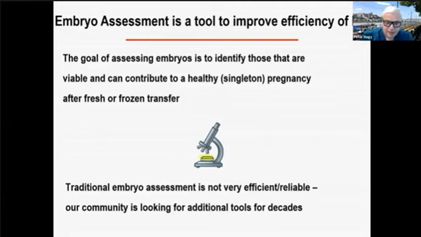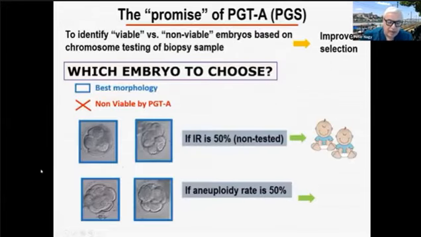One of the best known tools, applied already for decades, is what we call PGTA, or as it was called earlier, PGS. This tool looks at the chromosome composition of a biopsy sample and is able to identify viable or non-viable embryos based on that test. So let's give an example here.